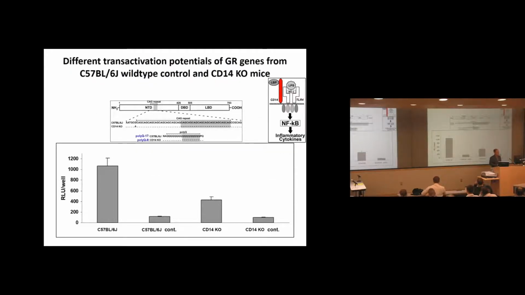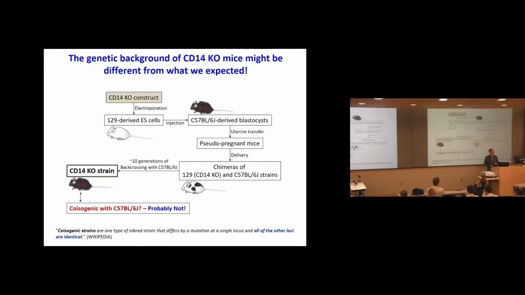And we tested the function of these two different glucocorticoid receptor isoforms, one in CD14, the other in Black6J. Obviously, they have different transactivation potentials. That means they have different protein size, cDNA, and function. So in addition to the difference in the CD14 locus, now this CD14 knockout mouse has a different glucocorticoid receptor gene. So now we came up with this question: maybe the genetic background of CD14 knockout mice might be quite different from what we expected.